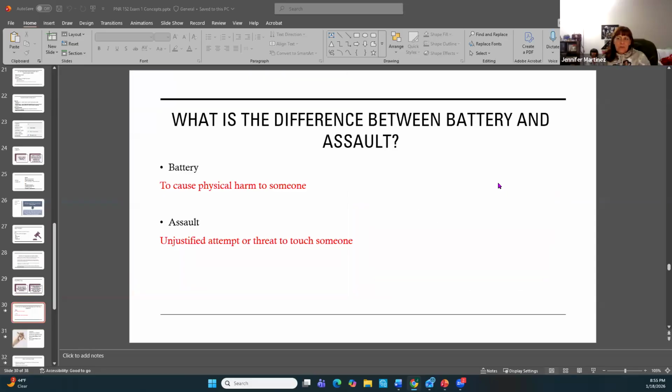This slide always messes up on me, but what's the difference between assault and battery? So battery is actually physical harm, right? Battery, beating. Assault is a threat. So "I'm gonna beat you up" is an assault, versus battery is beating, actually physically harming somebody.